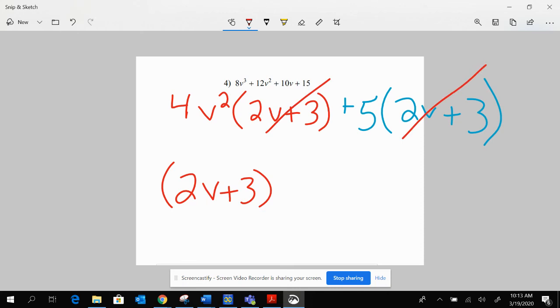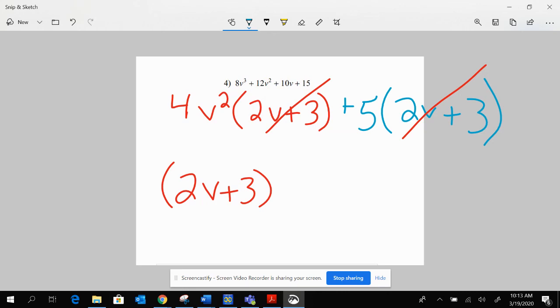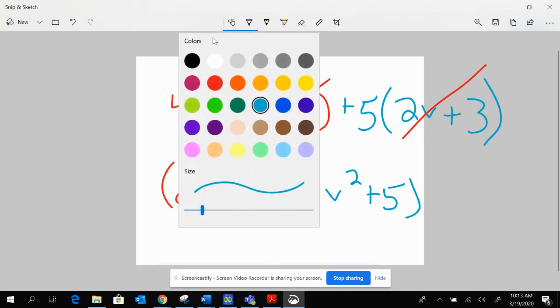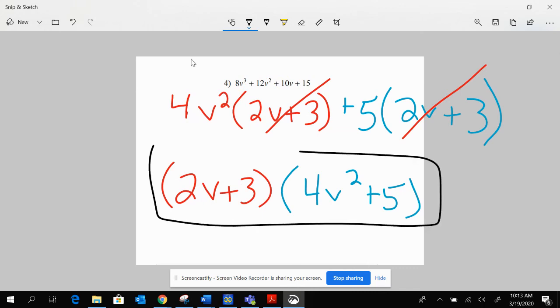That's gone. That's gone. Now we look at the two things on the outside. All we do is put them in parentheses by themselves. So 4v squared plus 5. And that is it. That is all we do when we're factoring by grouping. Now, when you're solving for v, that's where we set both sets of parentheses equal to 0 and we solve for v. But we're not doing that right now.